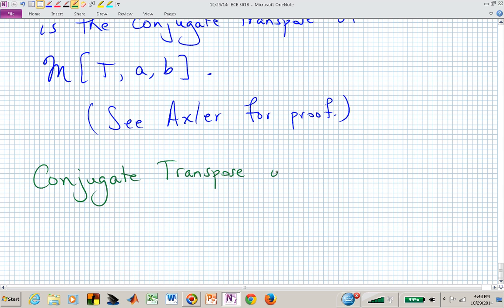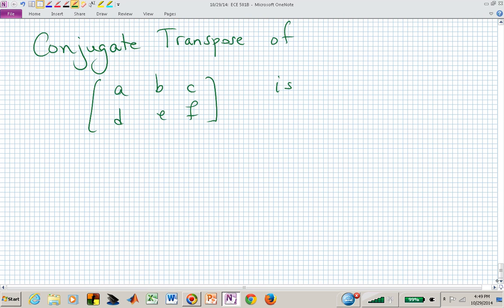The conjugate transpose of, let's say, a matrix A, B, C, D, E, F. Notationally, we might denote that as A, B, C, D, E, F, complex conjugate transpose, turns into what? We could transpose it, which just means the rows become the columns or vice versa, and then we conjugate each of the elements.